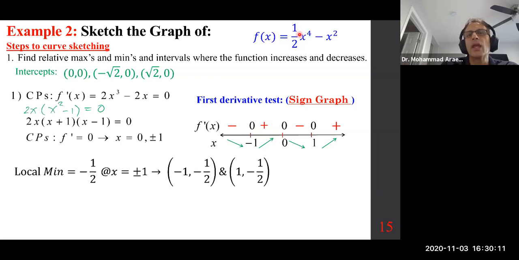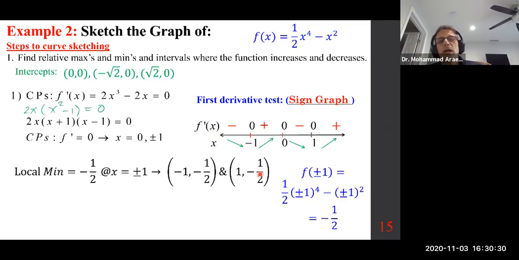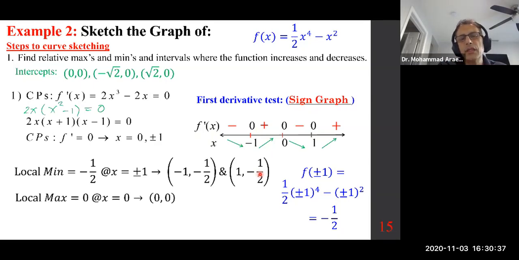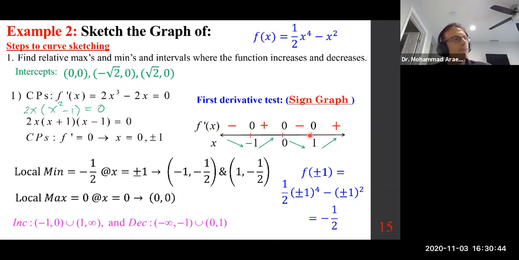So let's quickly do that. 1/2 times 1 to the power of 4, or negative 1 to the power of 4, gives you 1, so 1/2. Minus either 1 or negative 1 squared is 1, so 1/2 minus 1 is negative 1/2. I'm showing you right here. All right, and then of course f of 0 is 0, so we have that one. And then decreasing from negative infinity to negative 1 union 0 to 1, otherwise it is increasing. So we write it in this manner.